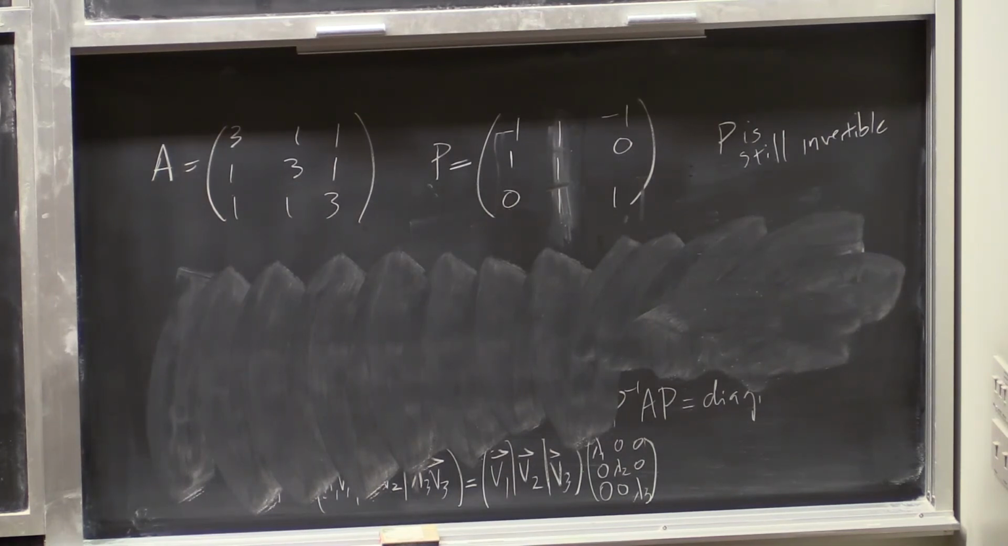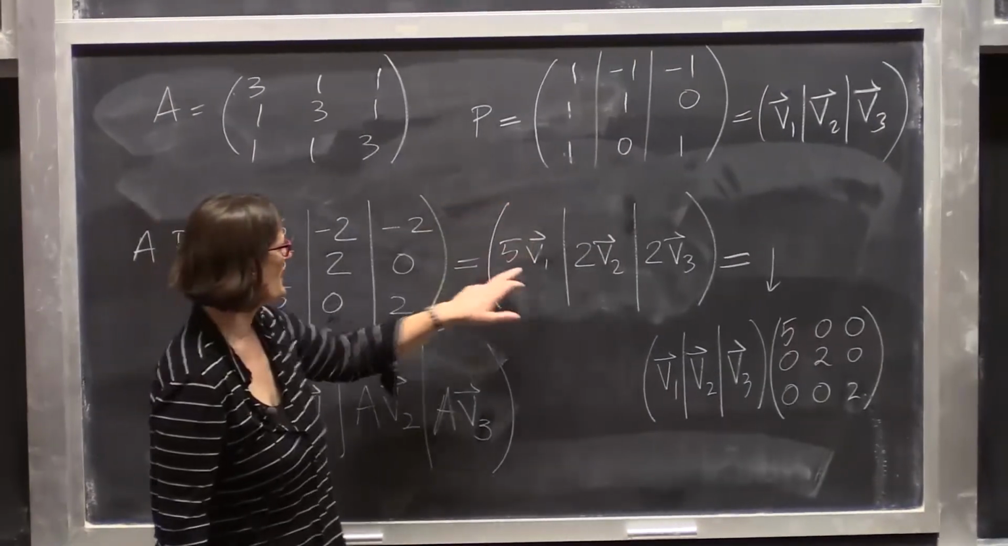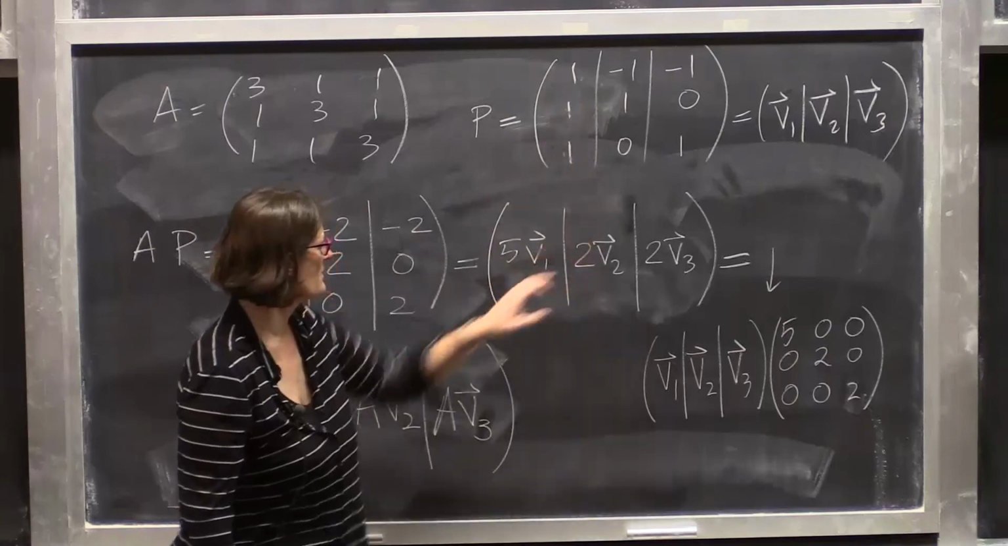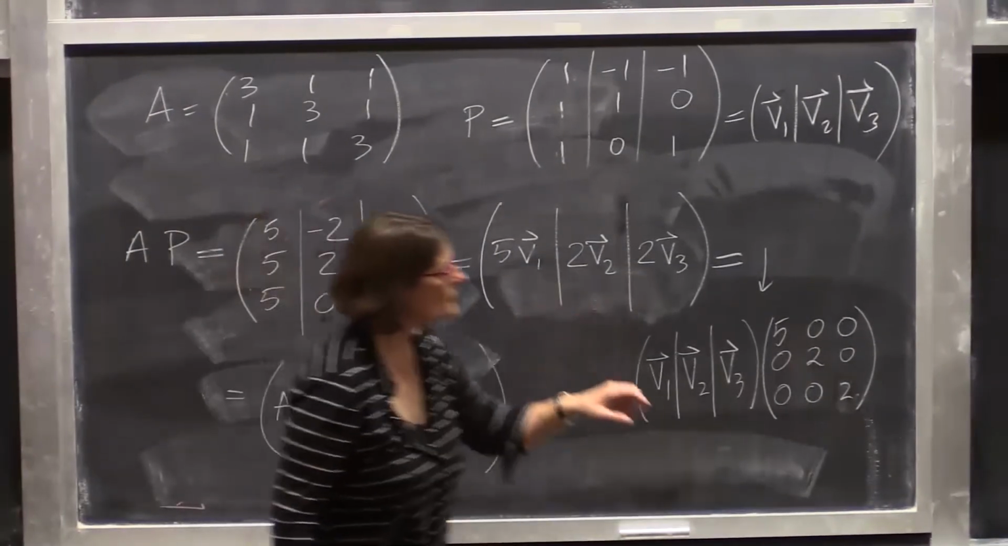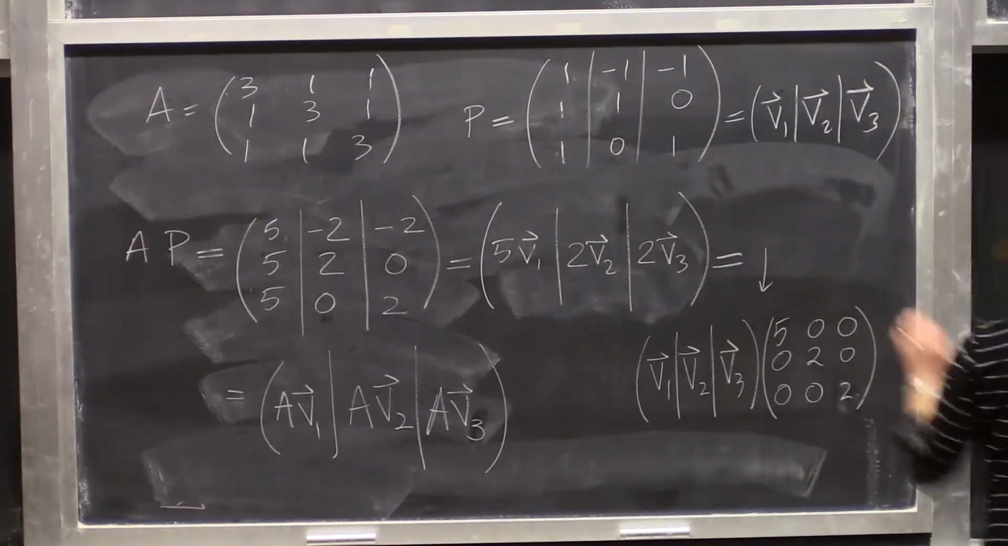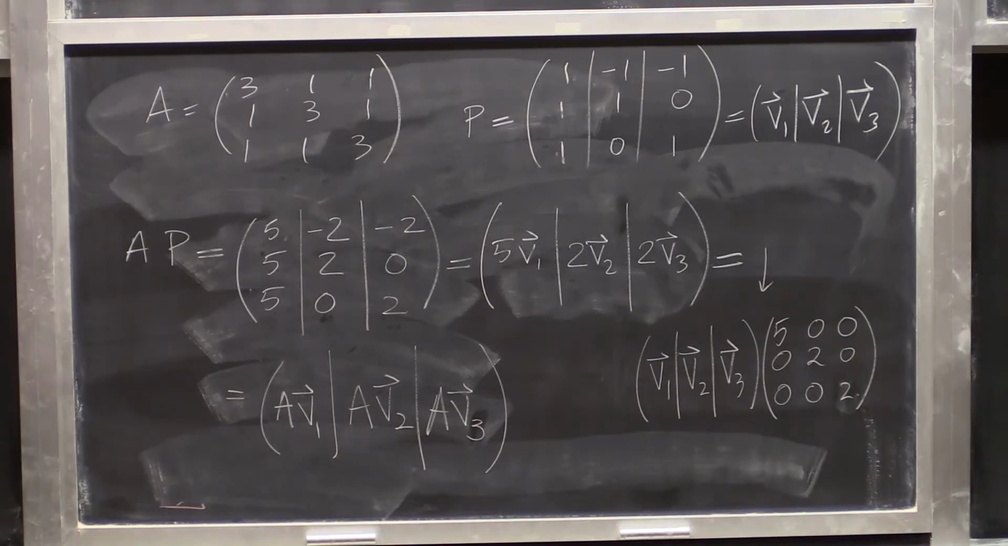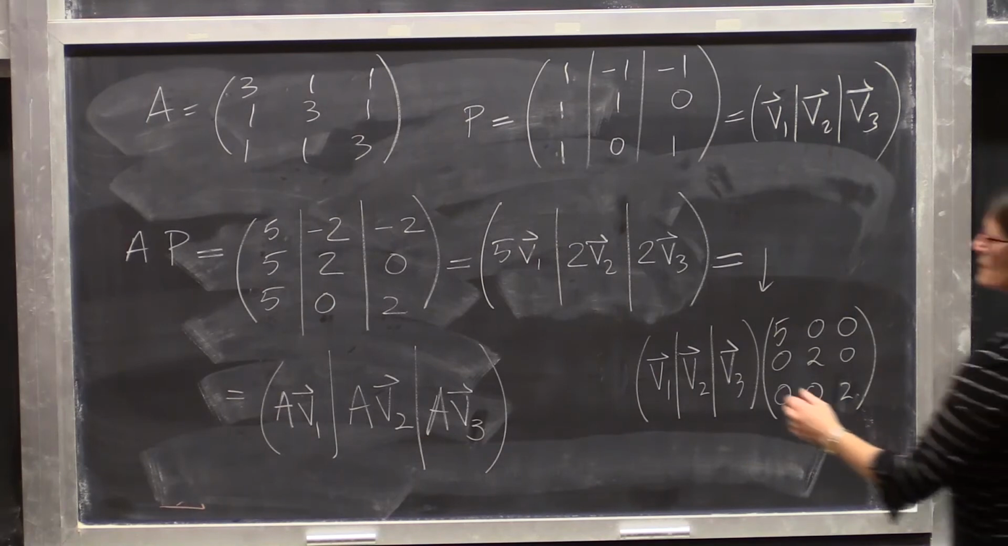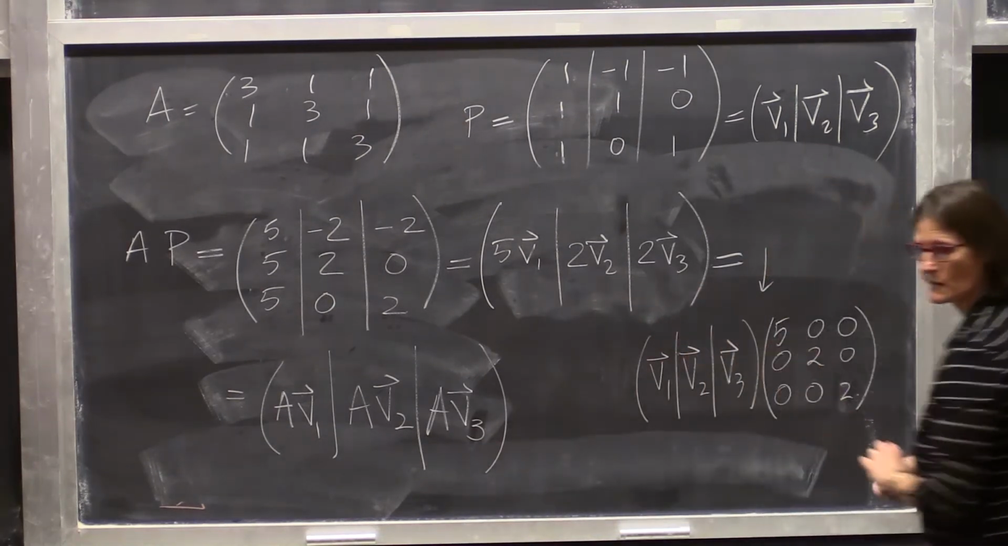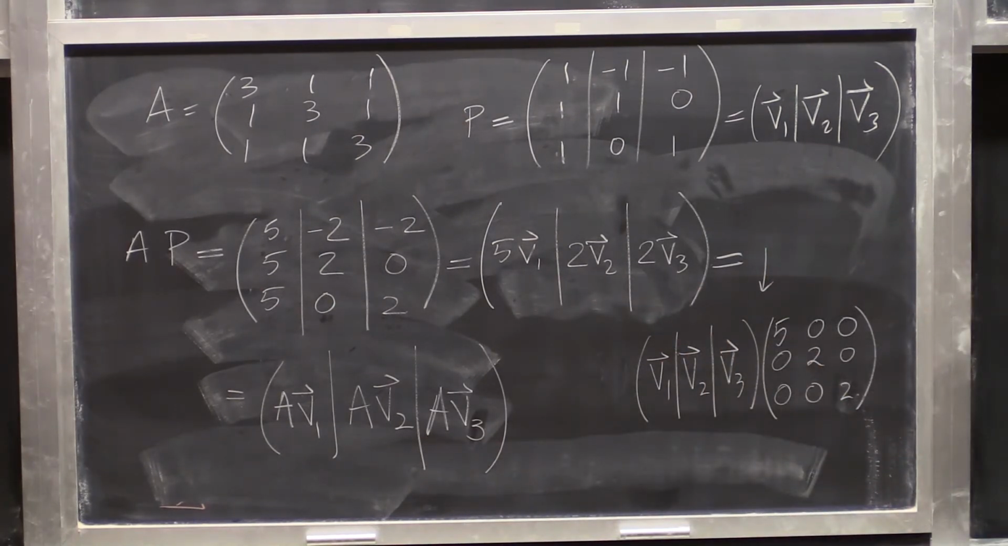Then we looked up at P, and we realized that this is 5 times the first vector, this is 2 times the second column, this is 3 times the third column. The only difference between this example and this one is I changed the order of the first and second column. So if I multiplied this out, I would get 2, 5, 2.